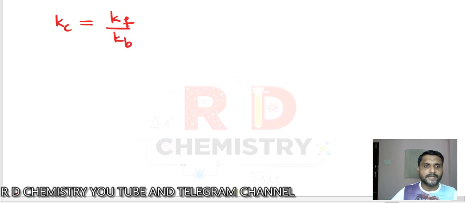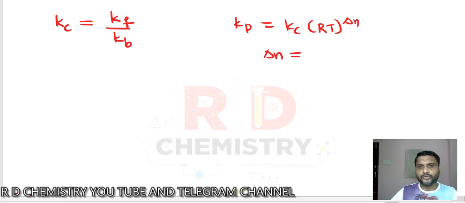Then we have the equilibrium chapter, one of the important chapters which connects chemical kinetics and other chapters. There the equilibrium constant Kc can be written as the rate constant of the forward reaction divided by the rate constant of the backward reaction. Then we also have Kp, which is equal to Kc into RT to the power delta n. And delta n is the number of moles of product minus the number of moles of reactant, for the gases only.